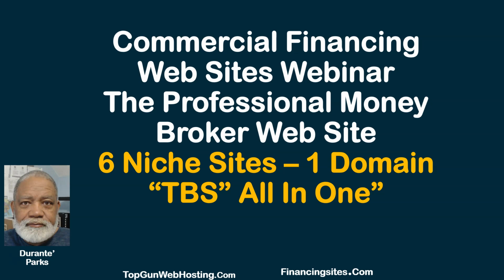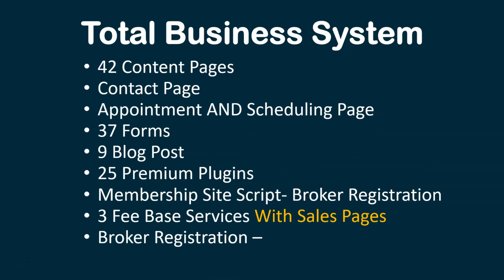Today, I'm going to share with you our TBS system, our actual 6-in-1 website configuration. All right. So first, let's look at the actual pages and the content that's on it. It actually has 42 content pages, a contact page, an appointment and scheduling page.